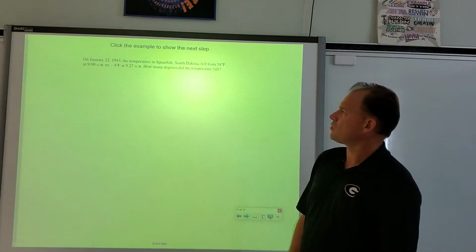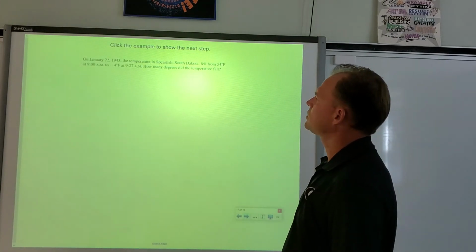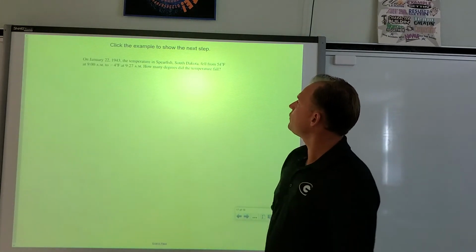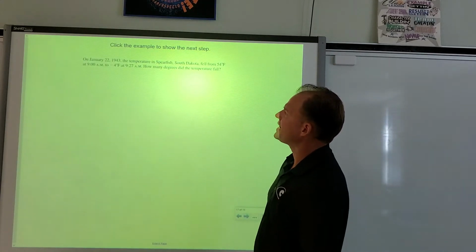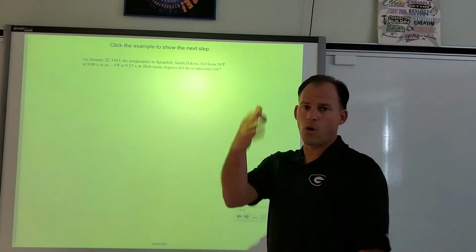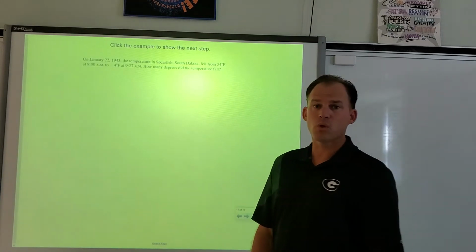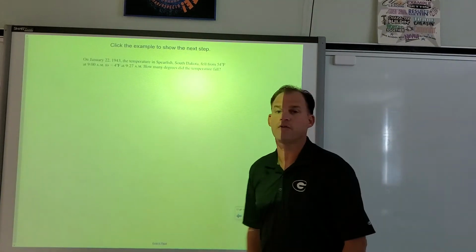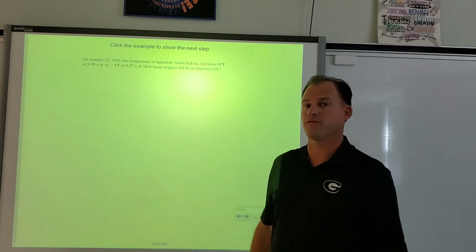So let's take another one. This one's a little tough to read. It says on January 22, 1943, temperature in Spearfish, South Dakota fell from 54 degrees at 9 a.m. to negative 4 degrees at 9:27 a.m. Okay, how many degrees did the temperature fall? Now hopefully in about 10, 15 seconds, most of you could tell me the temperature fell 58 degrees. It went from 54 to negative 4, you know it fell 58 degrees.